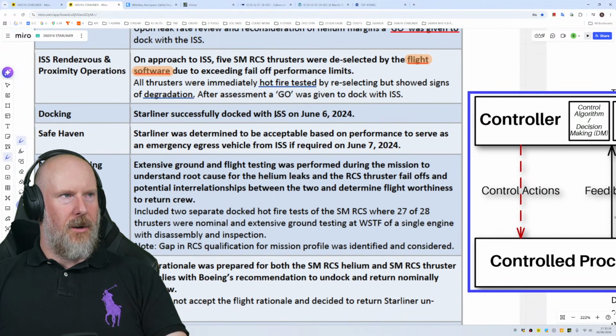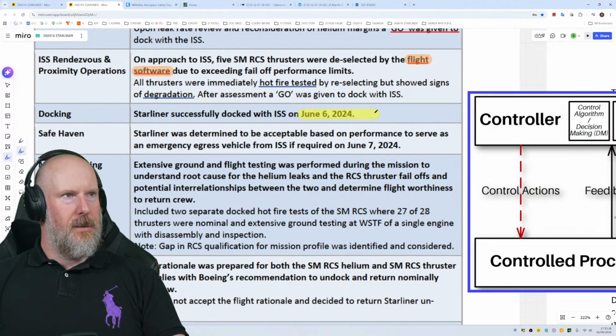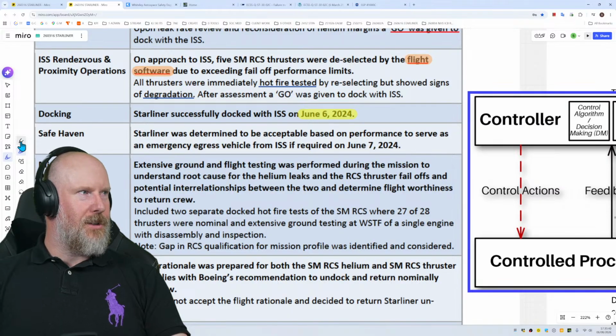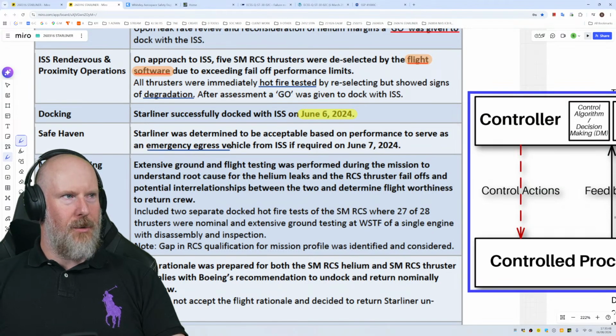Starliner successfully docked with ISS on June the 6th, 2024. That's over 2 years ago now. Gosh, time flies. Starliner was determined to be acceptable based on performance to serve as an emergency egress vehicle for ISS if required on the 7th of June 2024.